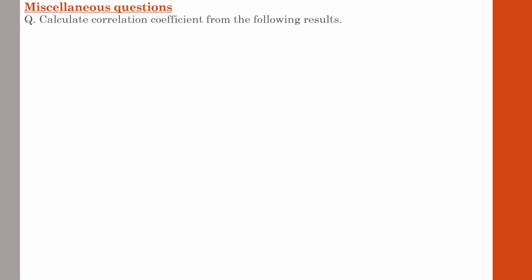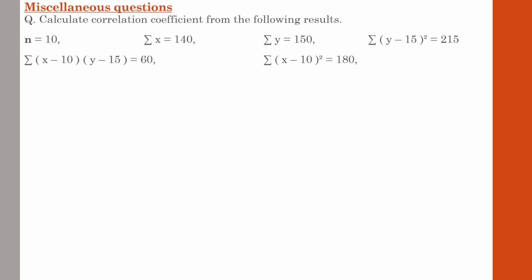Question: calculate the correlation coefficient from the following results. Directly the variables are given: n equal to 10, sigma x is given, sigma y is given, sigma y minus 15 raised to 2. In simple words it means sigma dy square, because we usually use y minus 15 or y minus mean for dy. So instead of that they have given sigma y minus 15 raised to square.